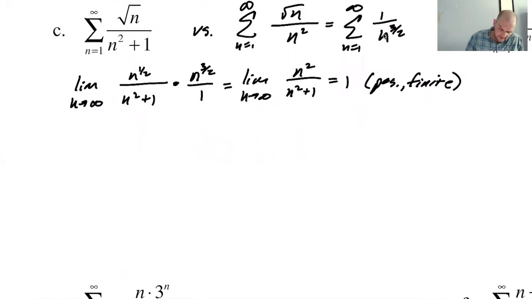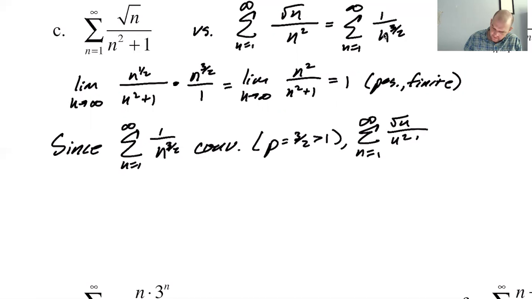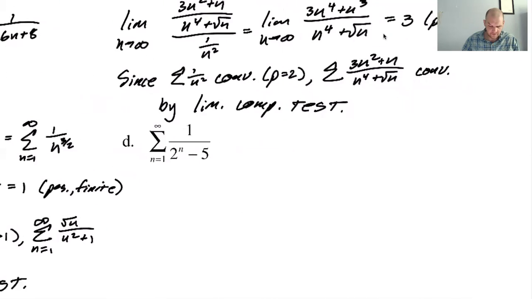So now I have to say what happened. So since the sum from 1 to infinity of 1 over n to the 3/2 converges, p equals 3/2, which is greater than 1, the sum from 1 to infinity of the square root of n over n squared plus 1 converges by limit comparison test. It's really one of the better tests to use. I mean, it's just straightforward, not a problem.